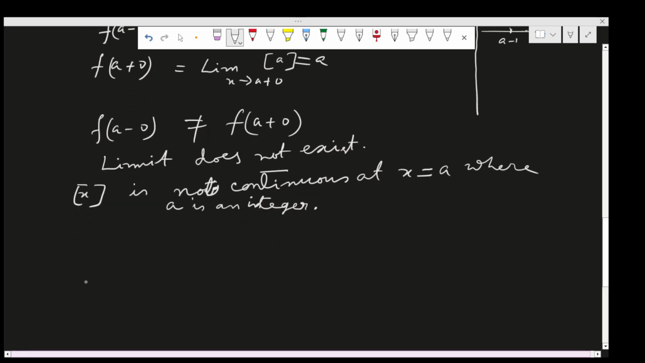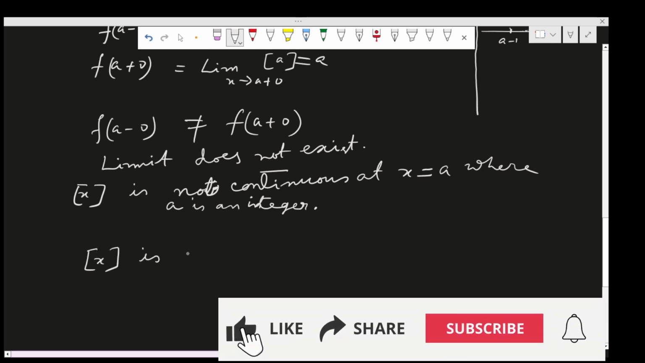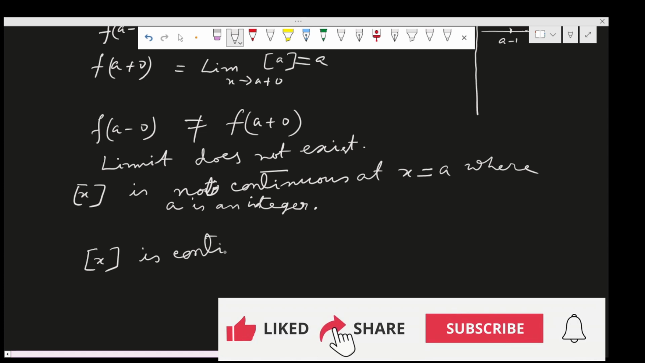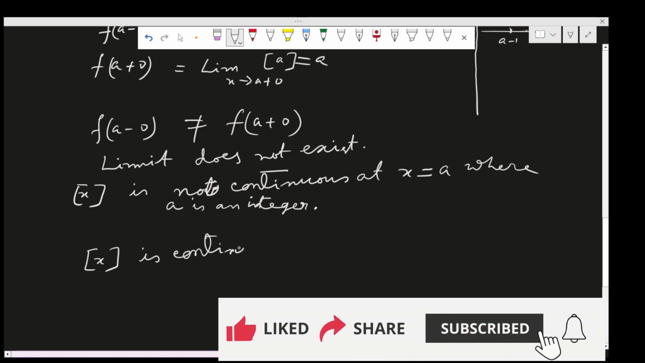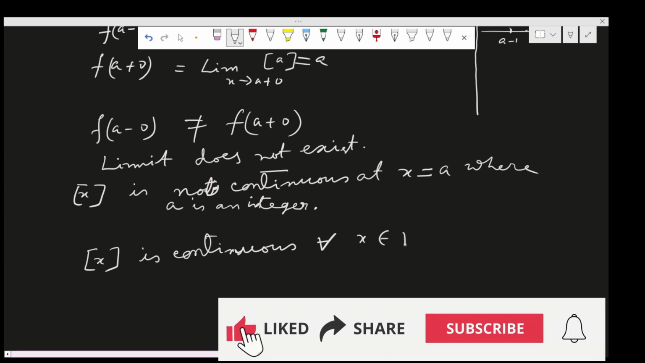Therefore, conclusion is drawn that box x is continuous for all x belongs to set of real numbers minus I. So, greatest integer function is continuous for all x belongs to set of real numbers, not integer. This is the conclusion drawn.